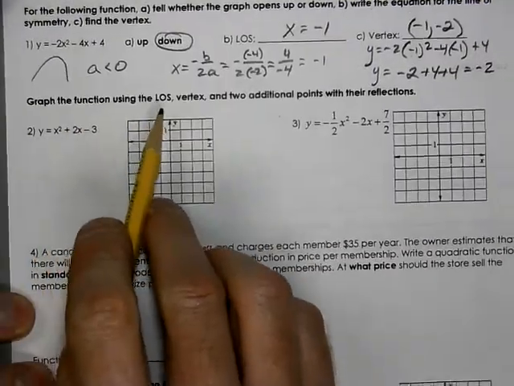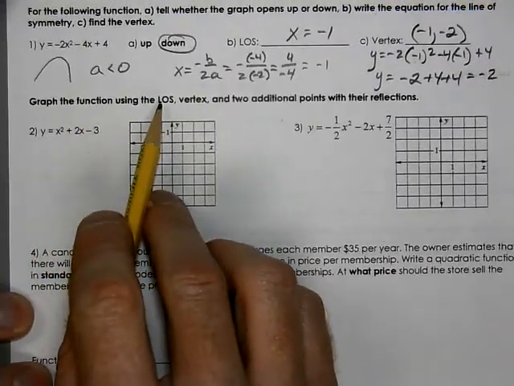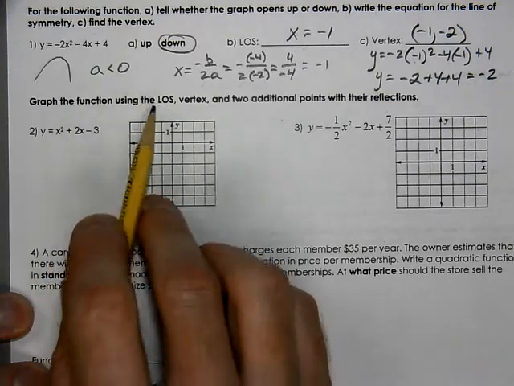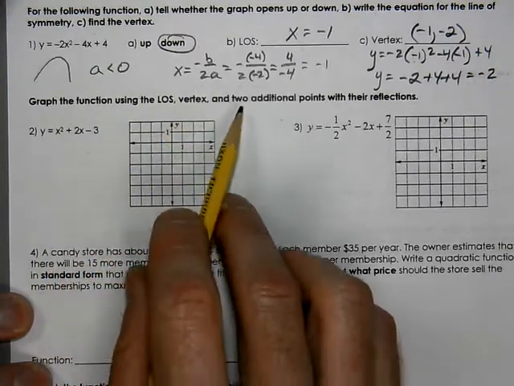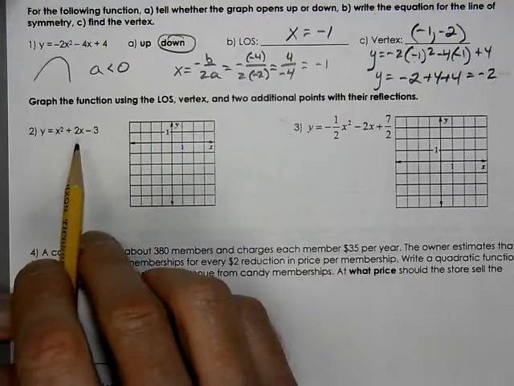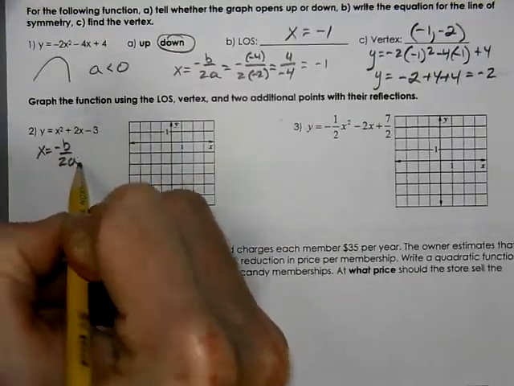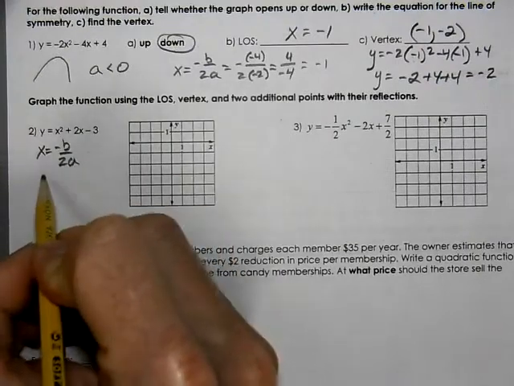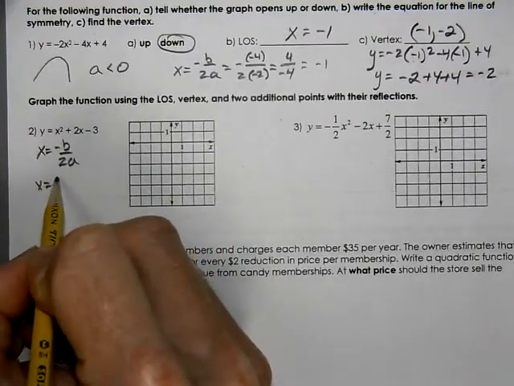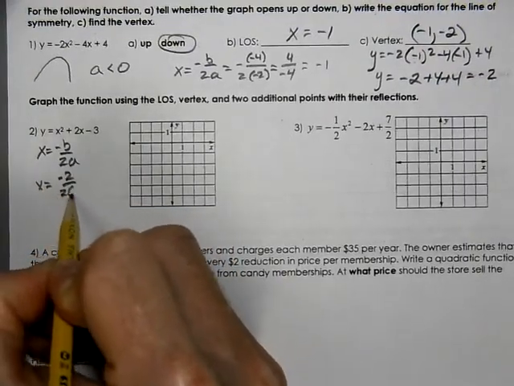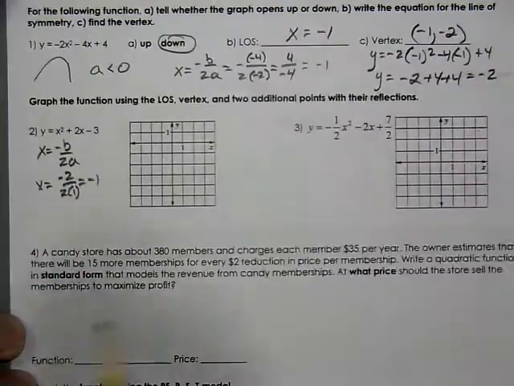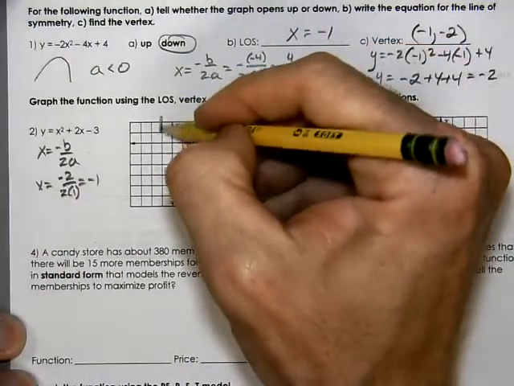Here we're going to use the line of symmetry and the vertex and some reflection points to graph. So we're going to start out with negative b over 2a, and that means that we're going to get negative 2 over 2 times 1, which gives you negative 1. That is your line of symmetry.